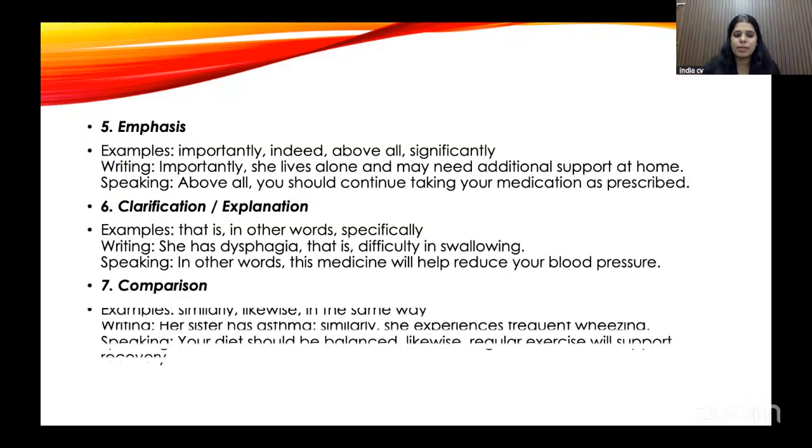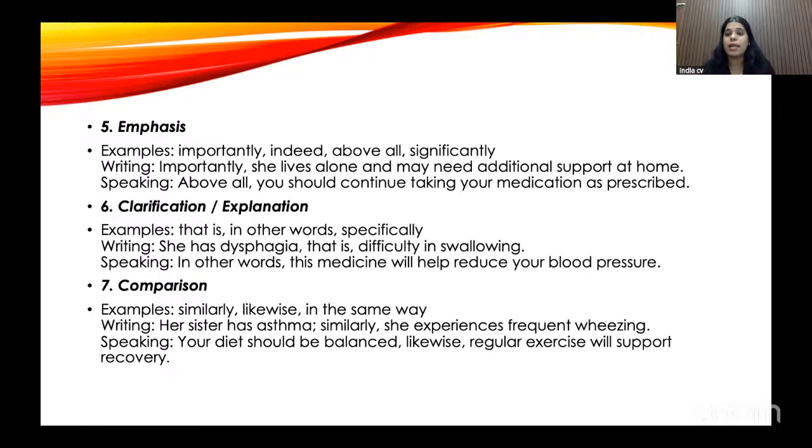Now, comparison. If I want to make a comparison between two things, similarly, likewise, in the same way. So, her sister has asthma. Similarly, she experiences frequent wheezing. So, first part, we want to show that the sister has a condition. Also, she has another symptom related to it. So, she experiences frequent wheezing.